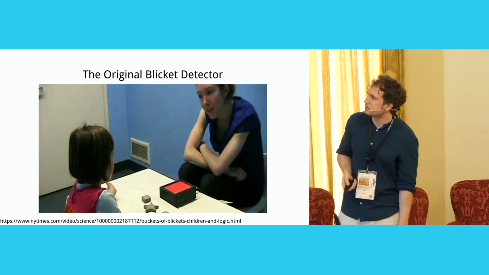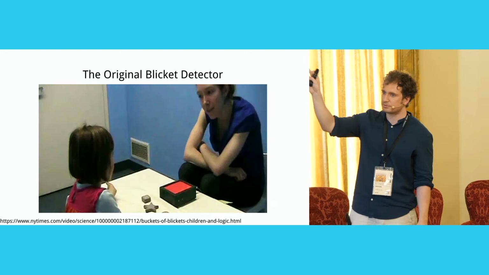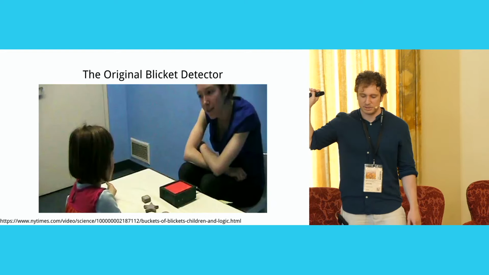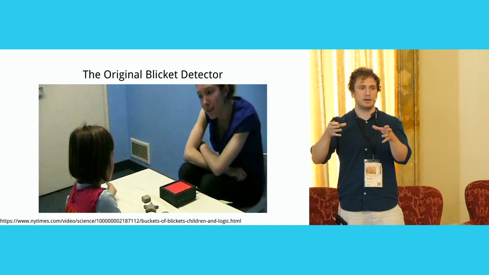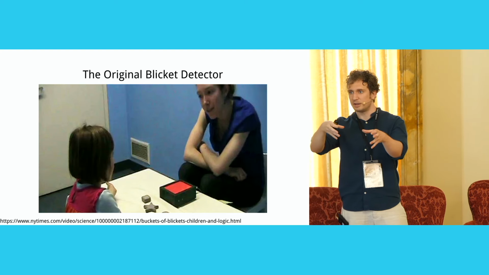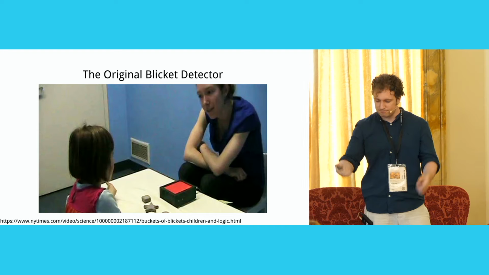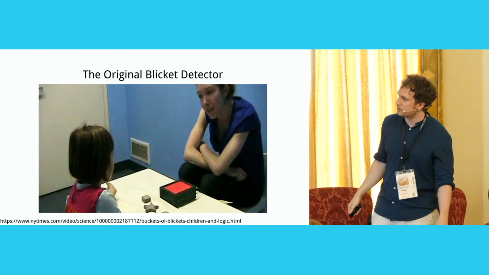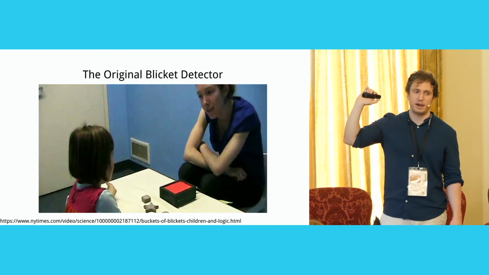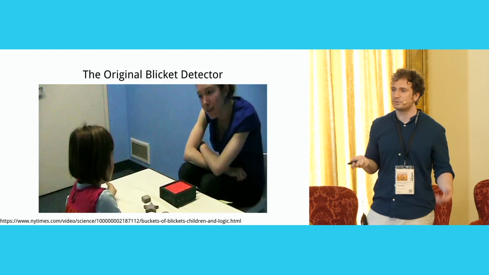So Blicket detectors really come from a long series of classic developmental studies. You basically have kids play with a Blicket detector or observe someone using a Blicket detector and then make predictions about what will happen. So, 4-year-olds, they do Blicket detectors. As grown-ups, we also have Blicket detectors.